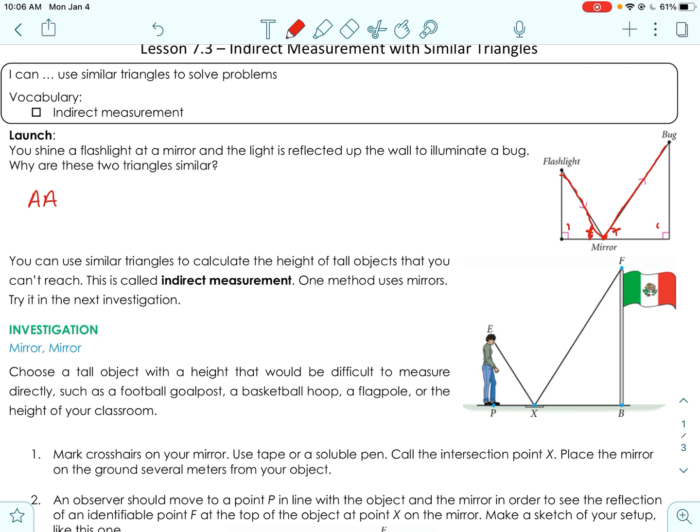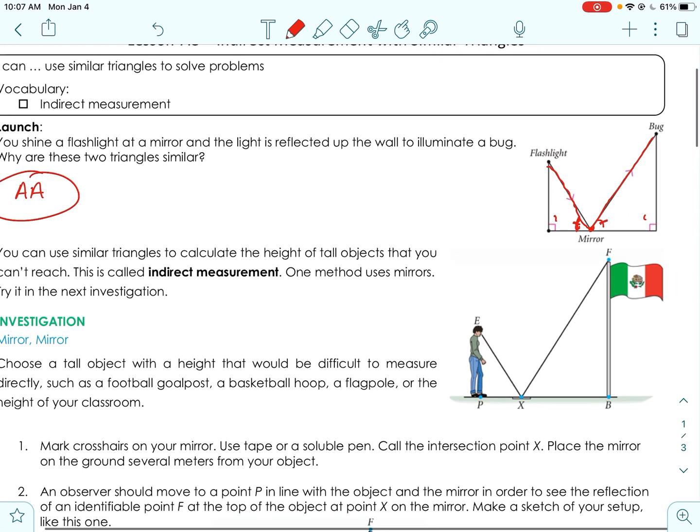So since we know that two of the angles in these triangles are congruent, then we know that the two triangles are similar. So why are these two triangles similar? It is because of the angle-angle shortcut.